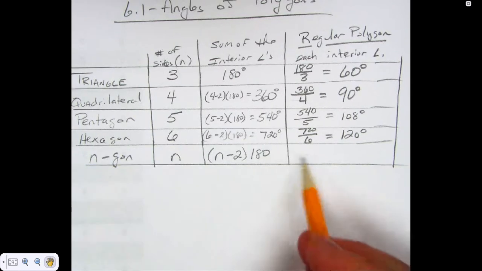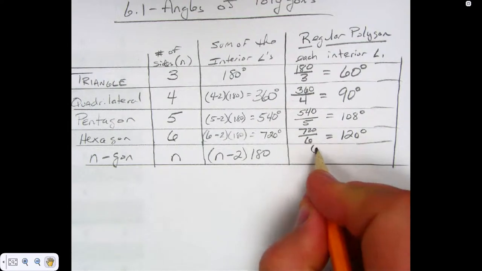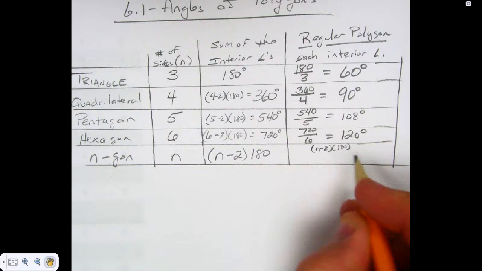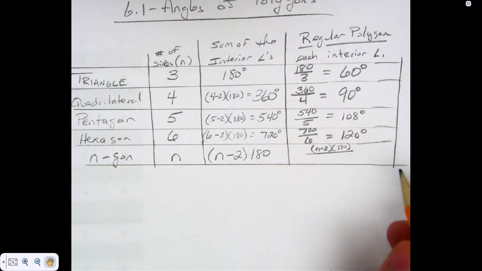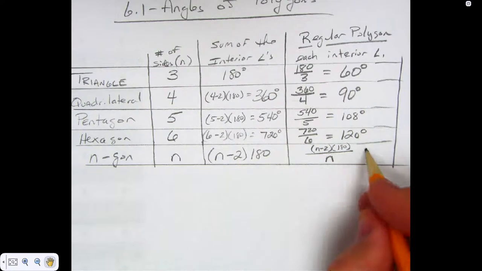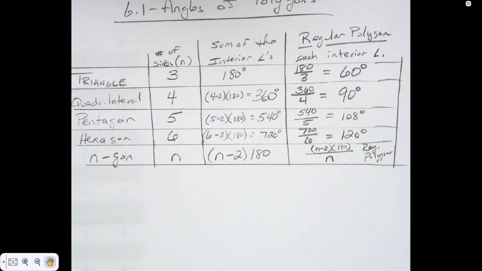120. What would I use as a formula? What am I doing every time? I'm taking the total, which is m minus 2 times what? 180, and then what am I dividing by? The number of sides. So that is your formula for finding this. This is only a what? Regular polygon. Important to remember that. Make sure you have that written down.